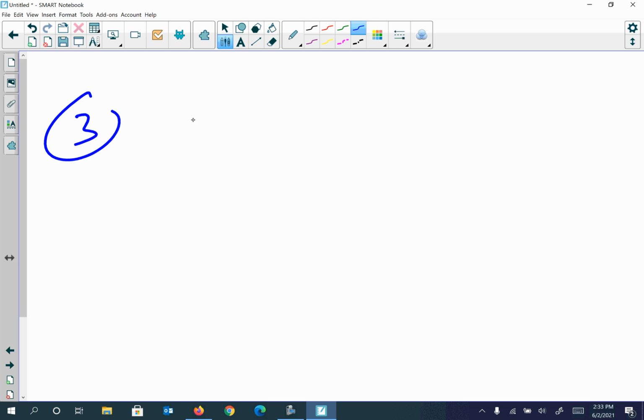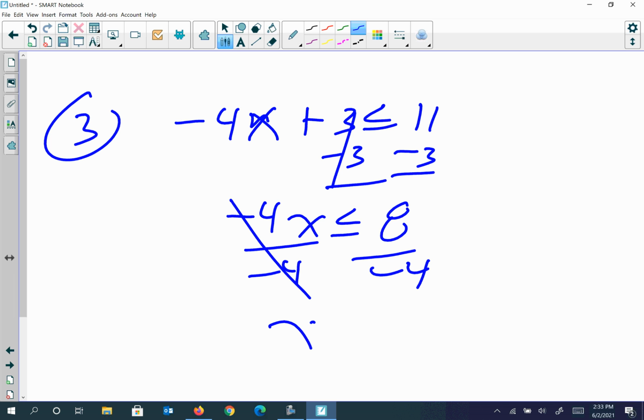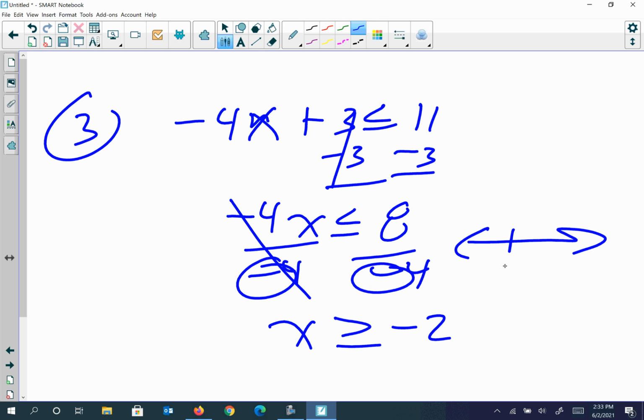Number 3, again, we're solving it. 4x plus 3 is less than or equal to 11. Subtract 3. Those cancel, so negative 4x is less than or equal to 8. Divide each side by a negative 4. Remember, the sign flips over because I divided by that negative. So sign goes opposite. So I get negative 2, solid dot going this way, which appears to be letter B.